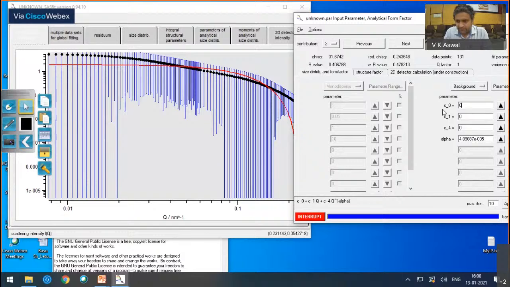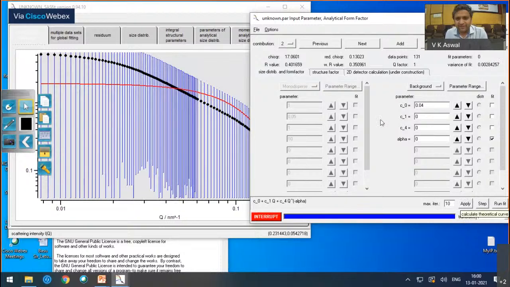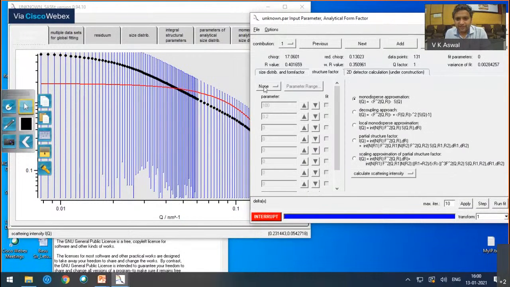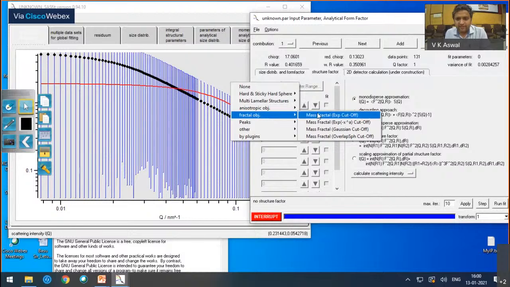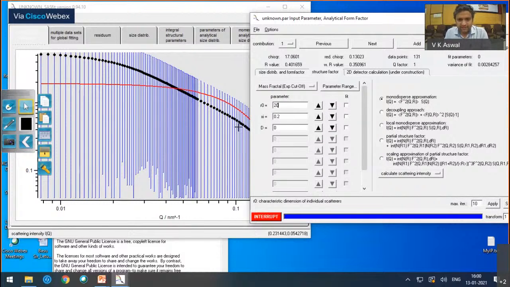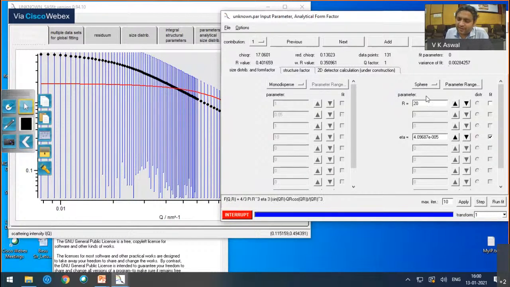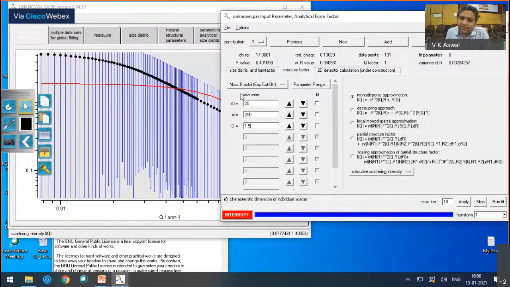Between fractal, mass fractal, the structure factor. So, yes, what we did is we fixed this sphere as a form factor. Now we incorporate the structure factor of the mass fractal. There are three parameters. As I explained, whenever you keep the cursor here, it will also explain what parameter this is. This is the micellar radius.